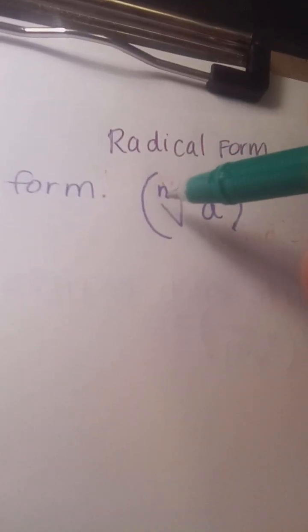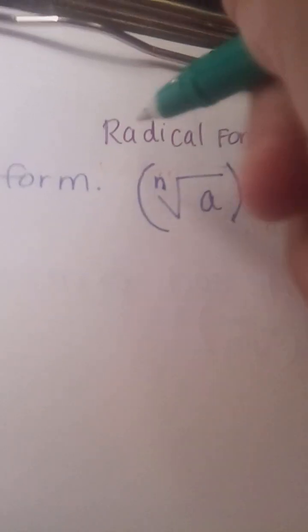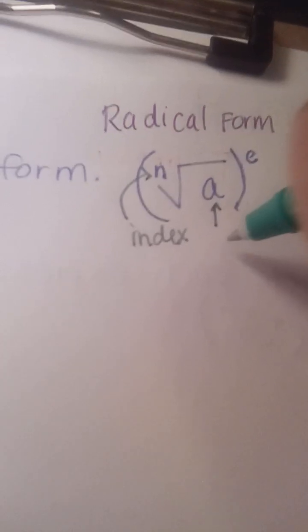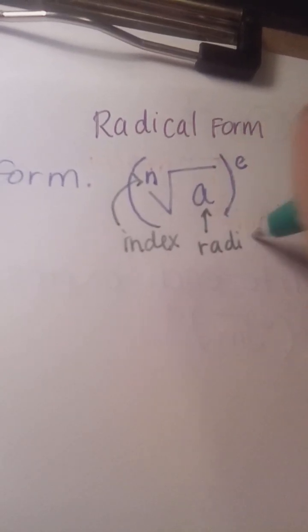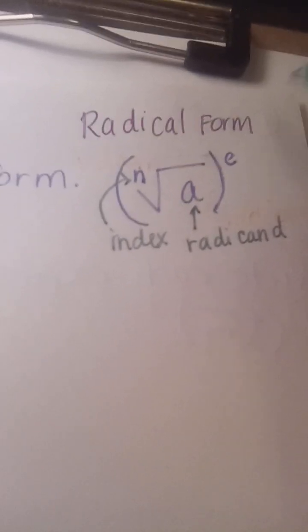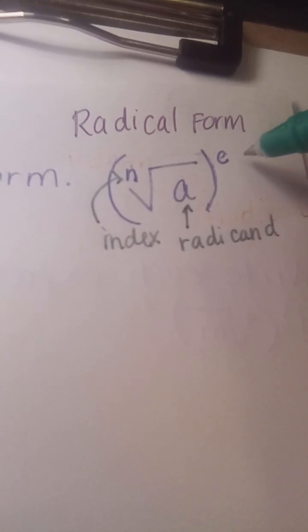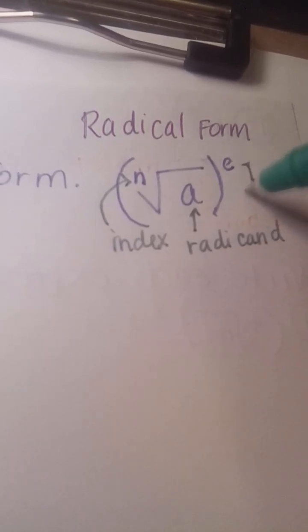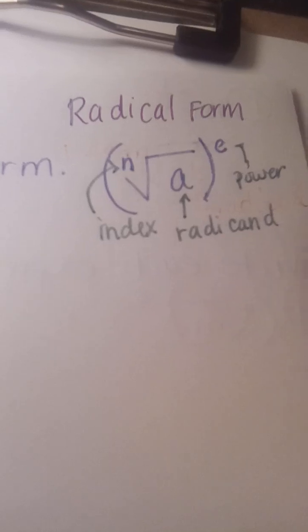What's the n? The n represents the index. The a represents the radicand. And the e represents the power. The power. So far, so good?